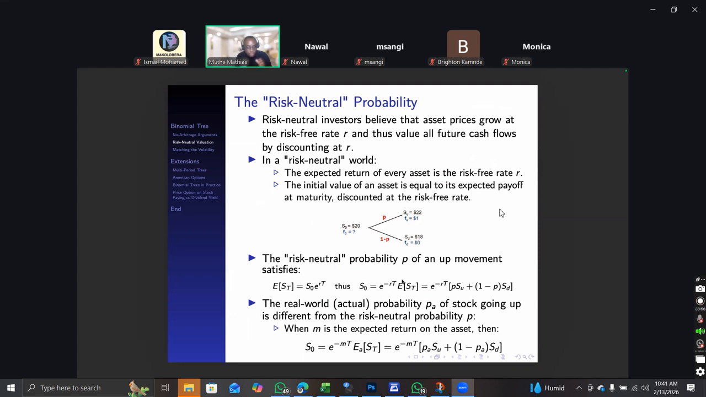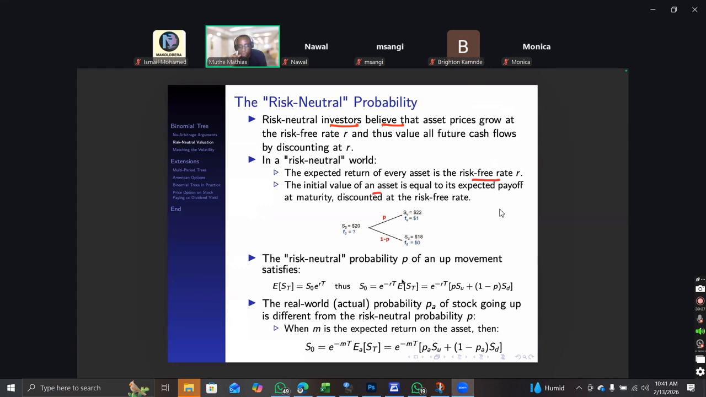So we are going to assume a risk-neutral world. In this case, investors believe that the asset growth is the risk-free rate. We don't care about risk in this case. We don't need any risk premium. You don't care about that. So what happened in this case is that the expected return of every asset is risk-free, and the initial value of the asset is equal to the expected. Okay, so this is actually what I'm going to conclude maybe later.